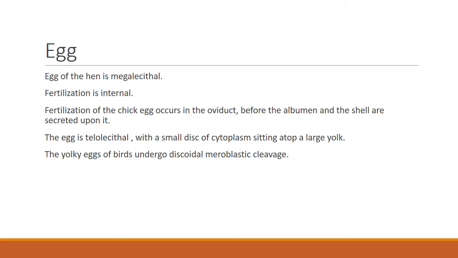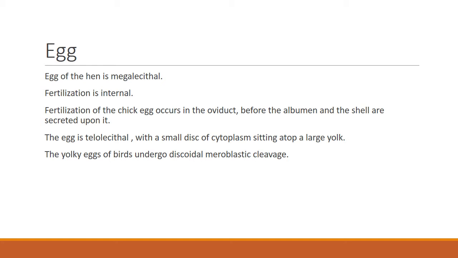Now, first of all, let us know about the egg of the birds. The egg of the hen is megalecithal. Megalecithal means that it has a lot of yolk in it. The fertilization in case of the bird is internal.